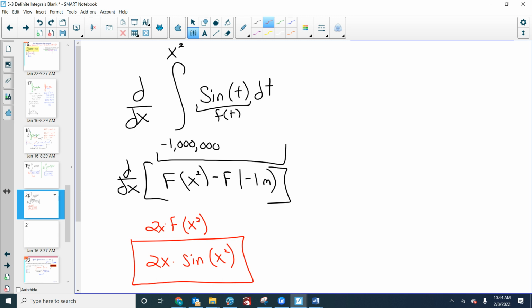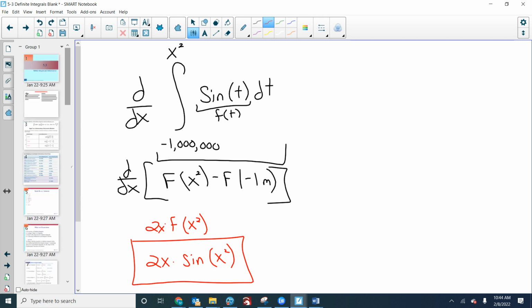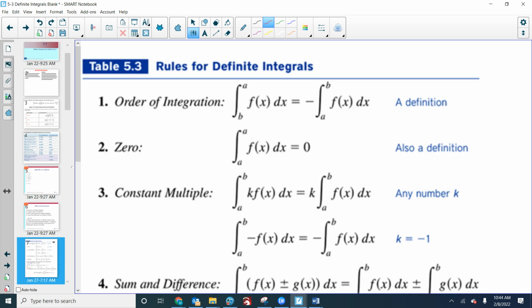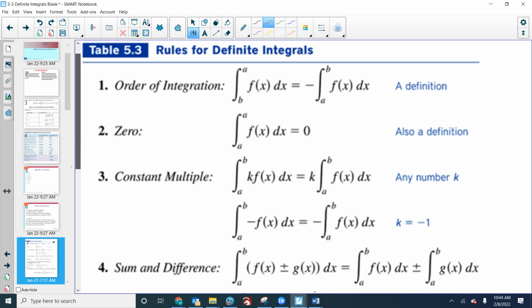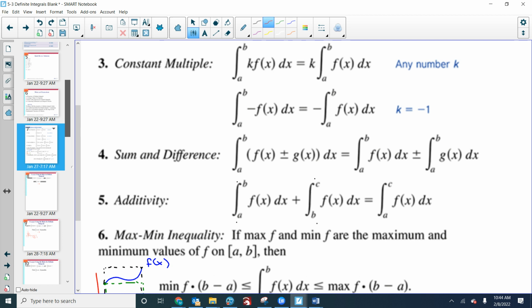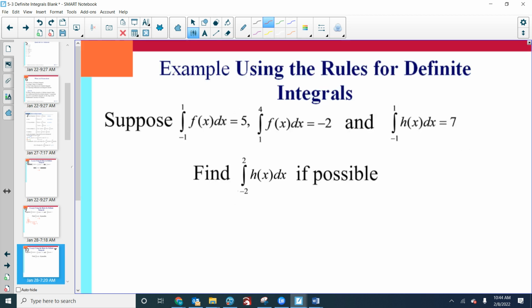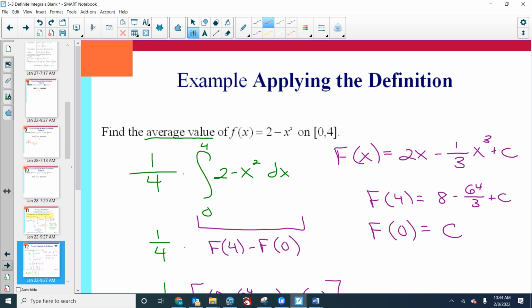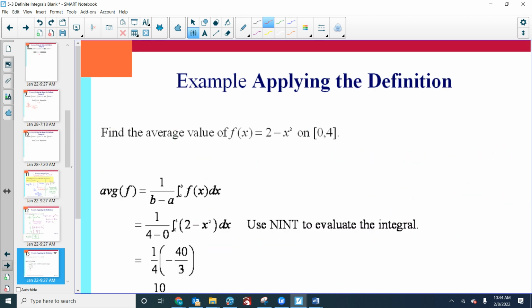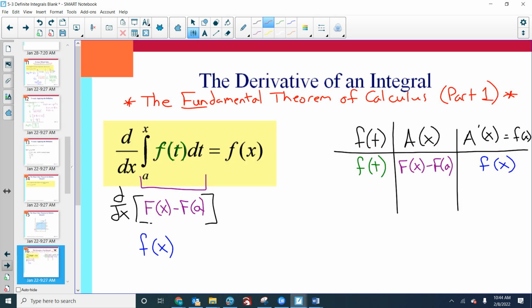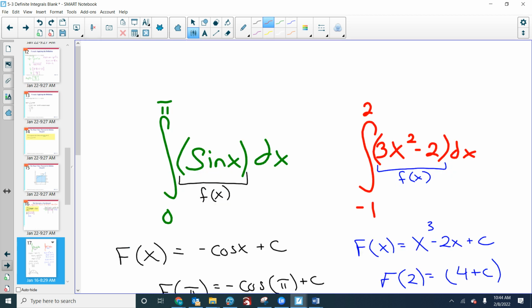All right, so in this section, we did properties, rules for definite integrals. Make sure you know those rules. We did antiderivatives. We did average value of a function using antiderivatives and using geometry. That was about it. Mean value theorem for antiderivatives.